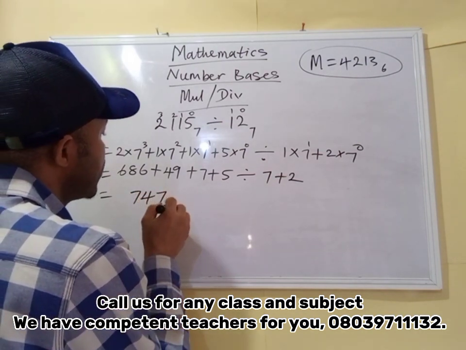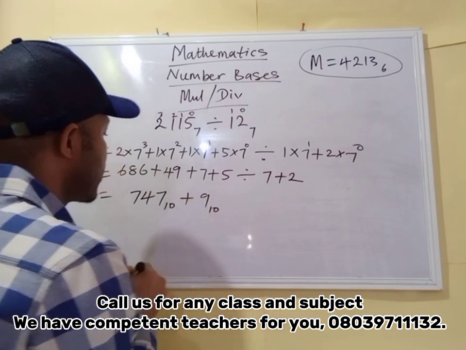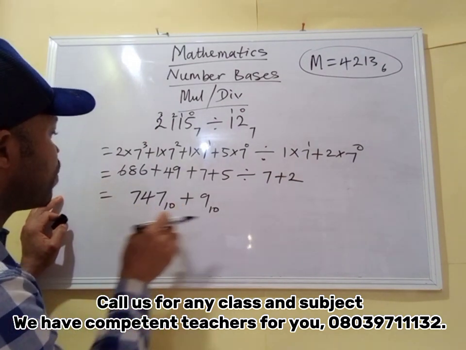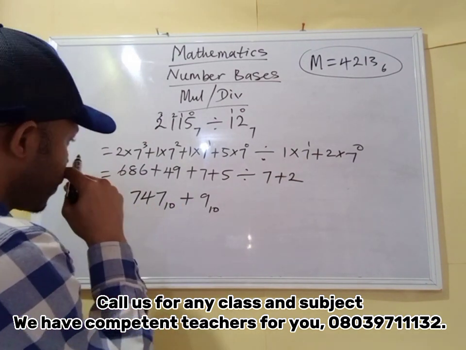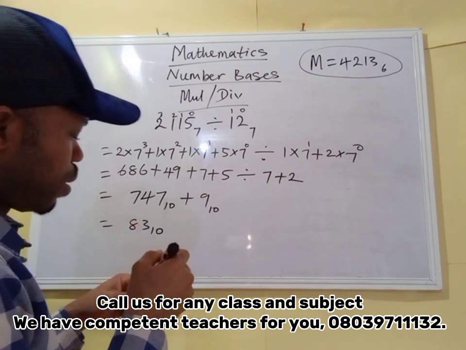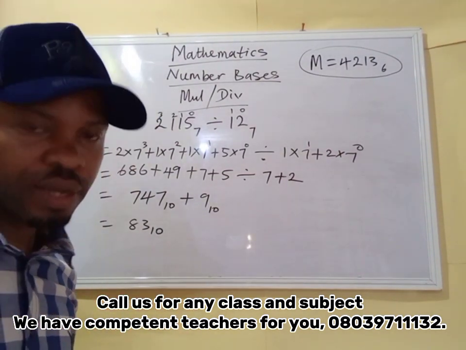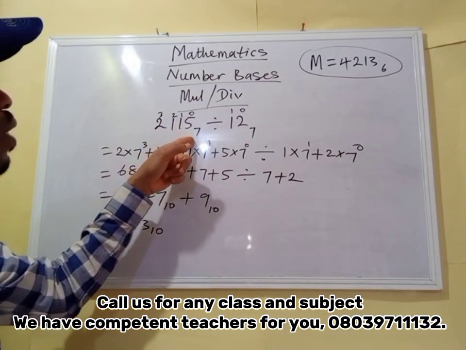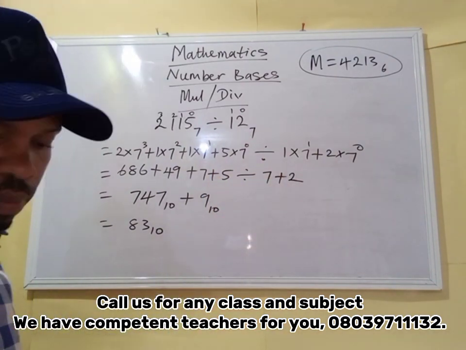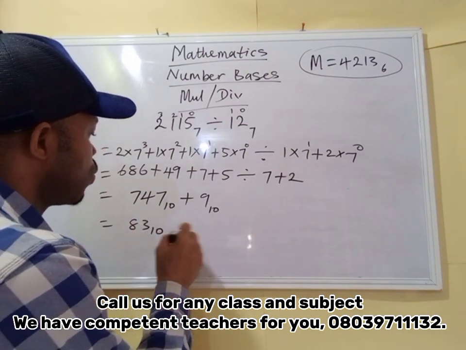747 base 10 plus, we add this up, we have 9 base 10. So the approach now is for us to divide 747 by 9 to be equal to 83 base 10. Now this 83 base 10, we have to convert it back to base 7 because the initial question came in base 7. So we are expected to also leave our final answer in base 7. So we have to come back and convert 83 base 10 to base 7.